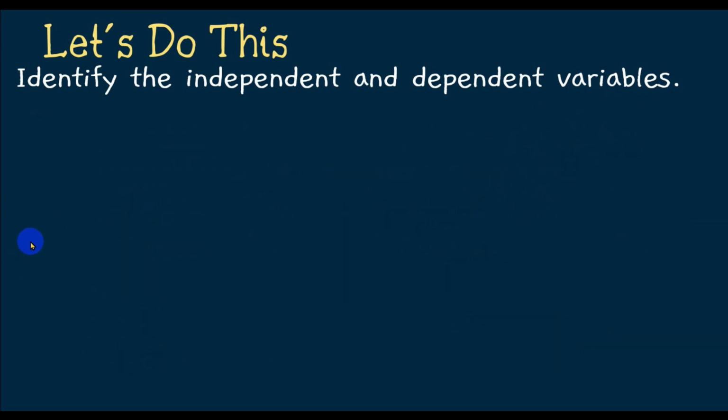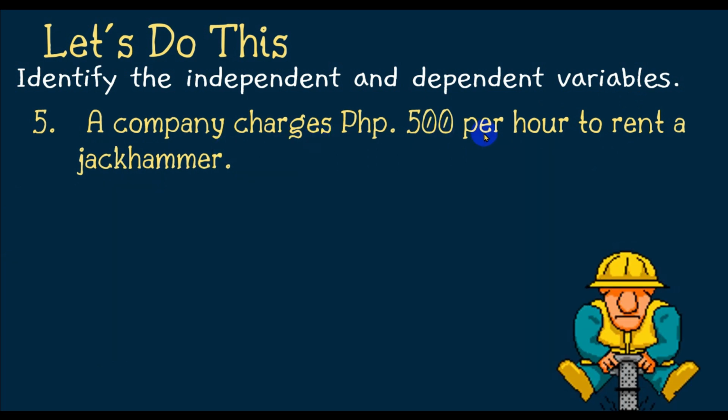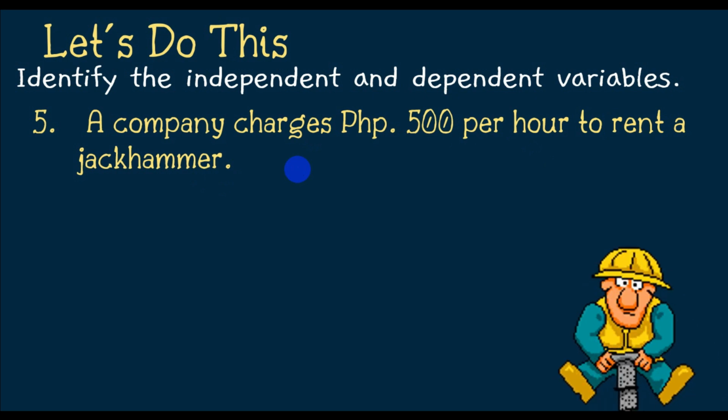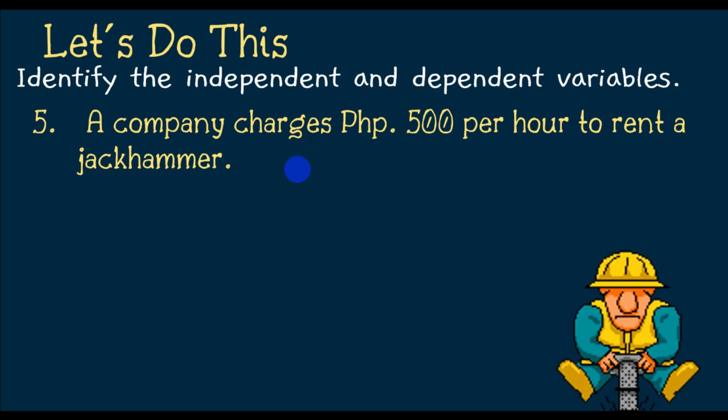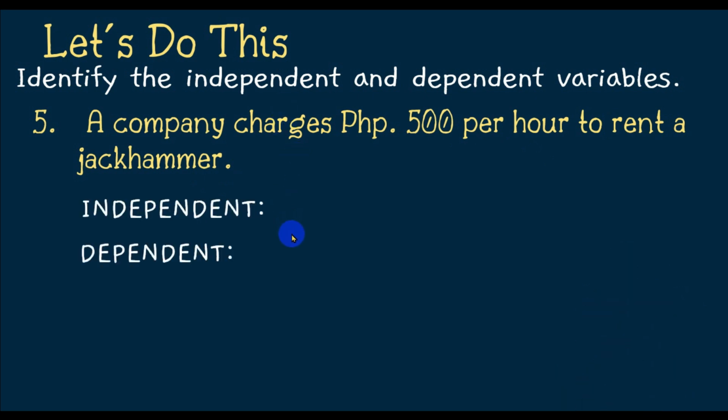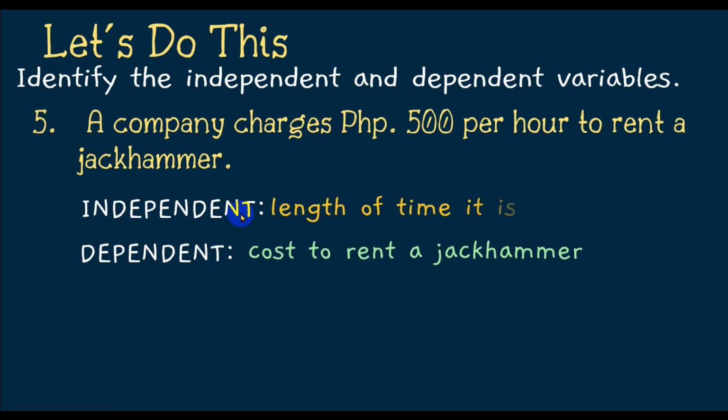Okay? Then the last one we have here, a company charges 500 pesos per hour to rent a jackhammer. So, same as kay Ryujin na pagbili ng apples. Ito naman, tungkol naman sa pag-rent ng jackhammer. What will be the independent and the dependent variables here? For the independent variable, it is the hour that the jackhammer was rented. And the dependent variable is the cost of rent, the amount of rent na babayaran.